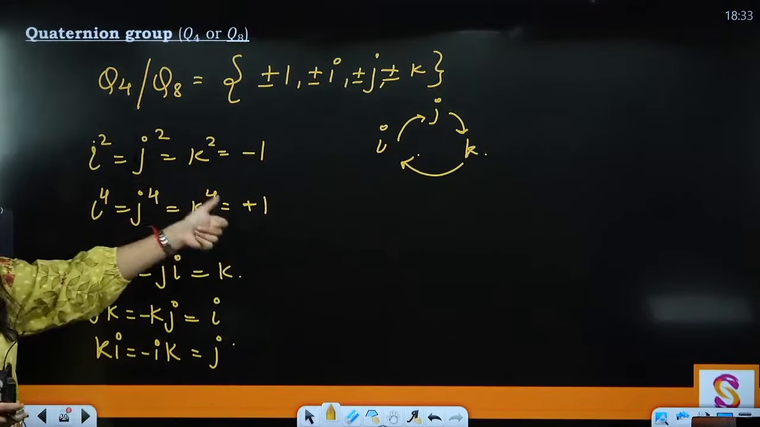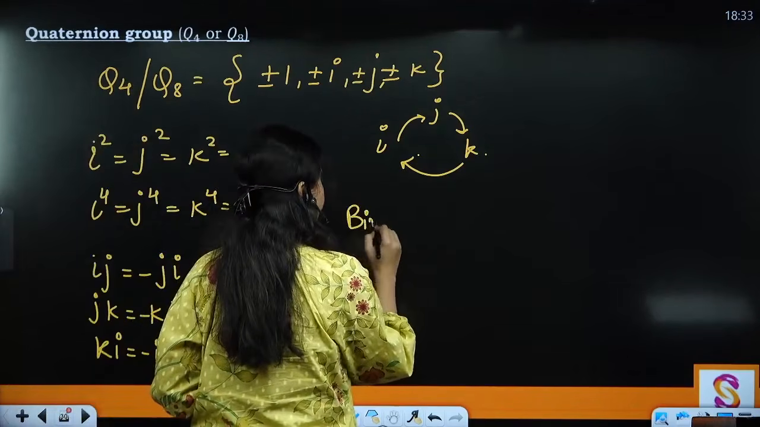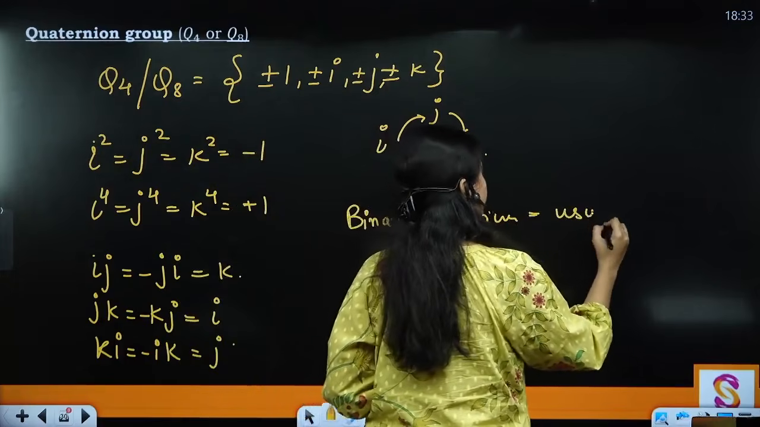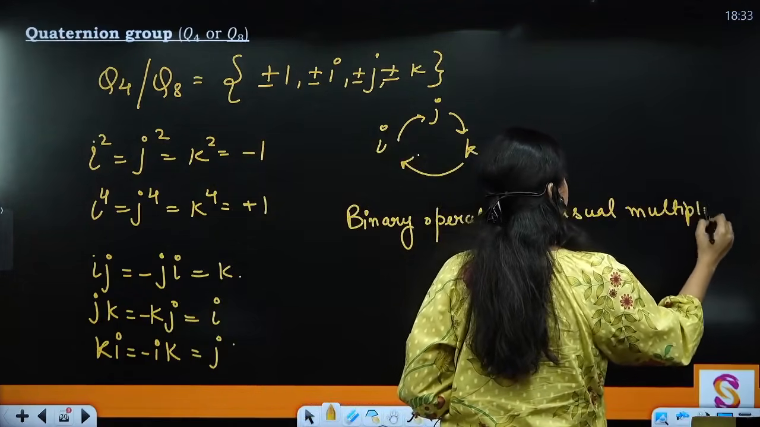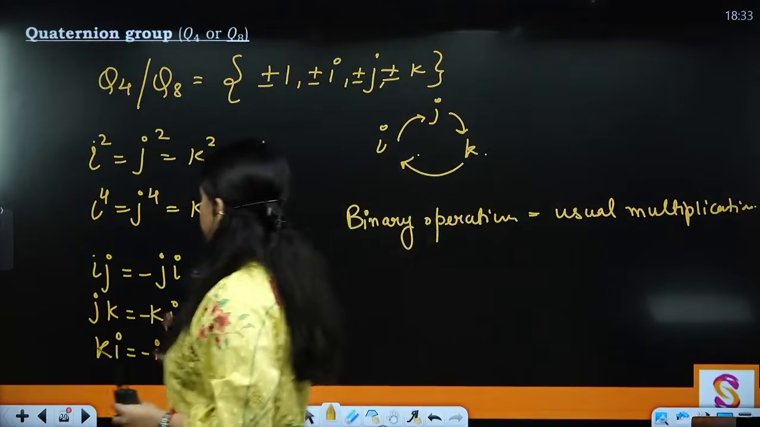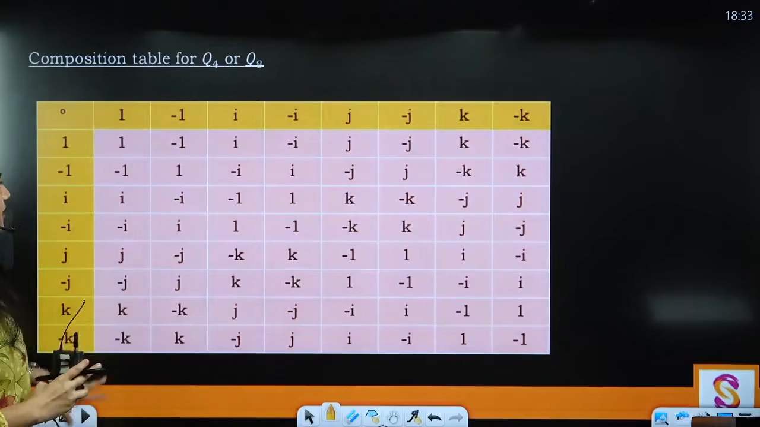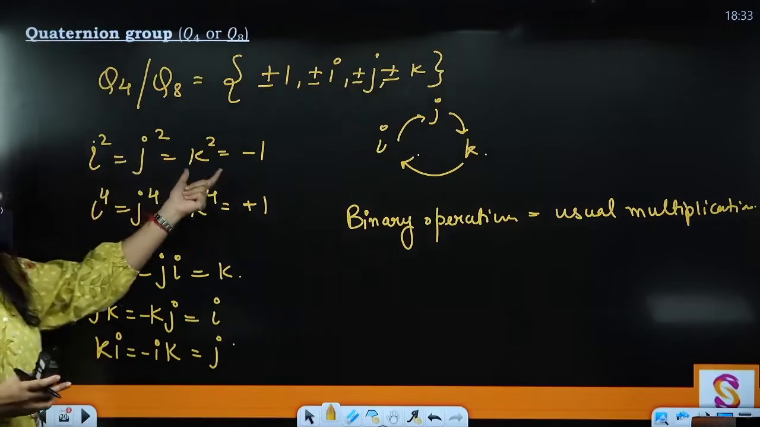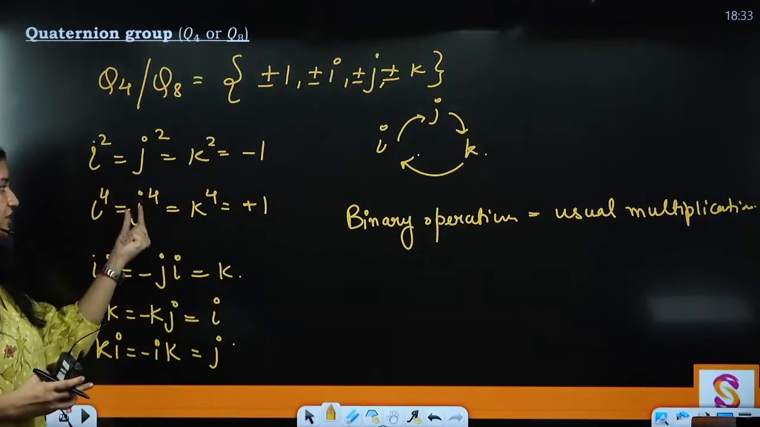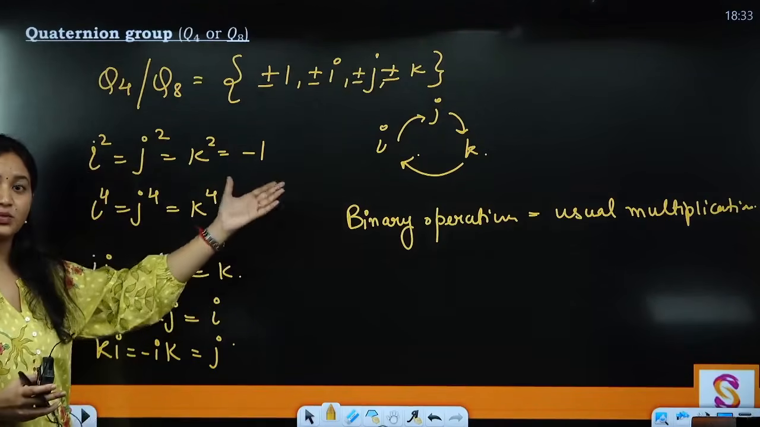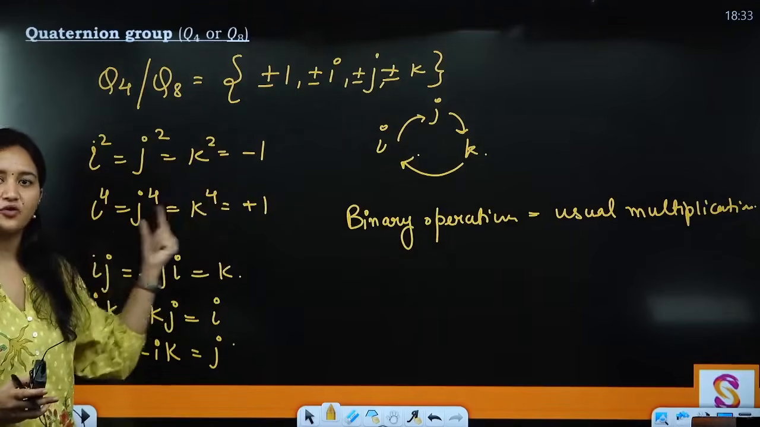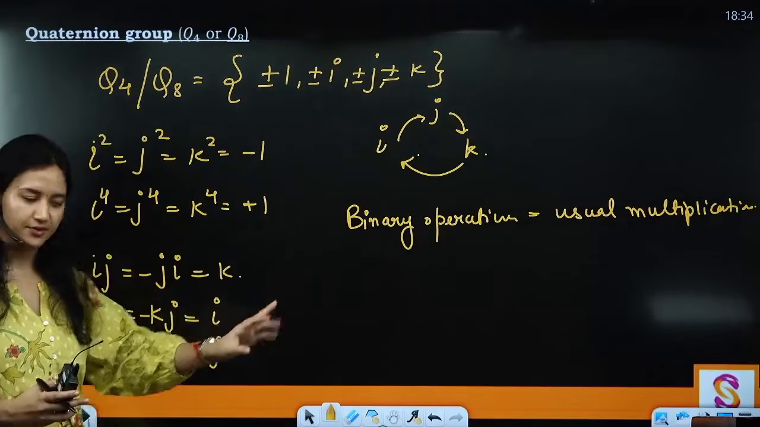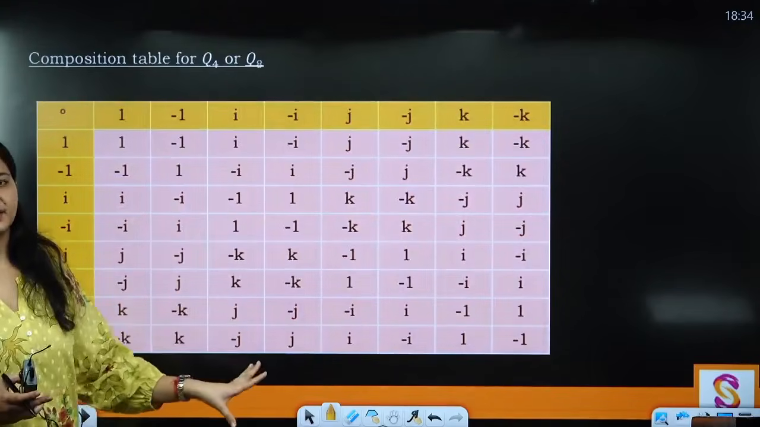And what is the binary operation? The binary operation is nothing but your usual multiplication. The composition table of this group is rather very large. You can see that here. The same elements keep repeating. The basic concept is this only: i squared is minus 1, j squared is minus 1, k squared is minus 1, and i to the power 4, j to the power 4 and k to the power 4 are equal to 1. That means what can be the order of these elements? All of these elements are of order 4. And then you have these relations when these elements interact with each other. So this is going to be the composition table. You can make it by yourself.